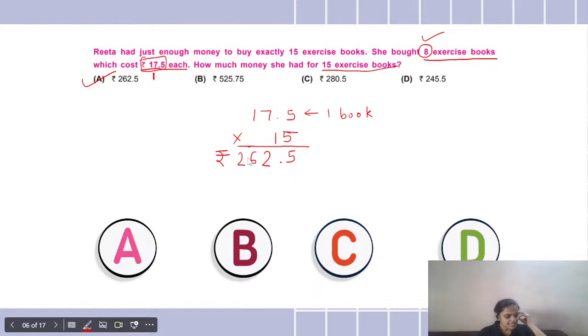262.5. So congratulations, very good, Janisha, you were the first one to give the answer this time. So good job, Janisha. Okay, good job.